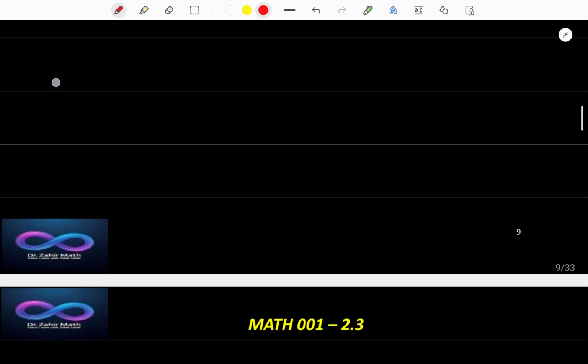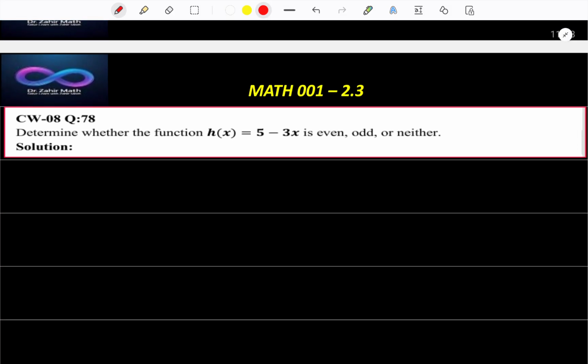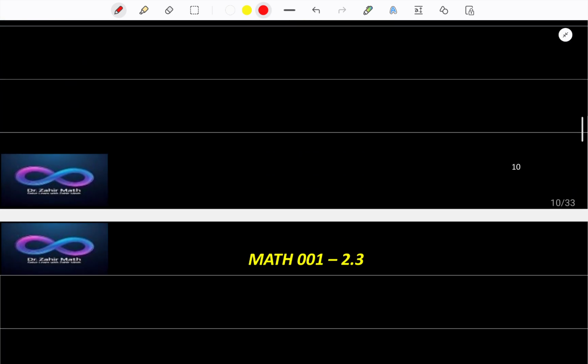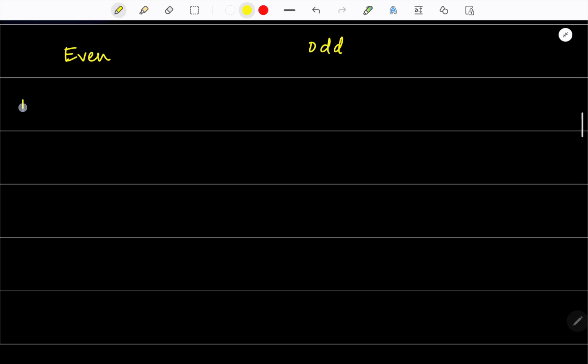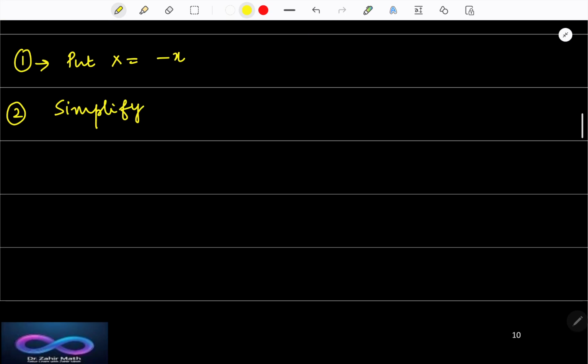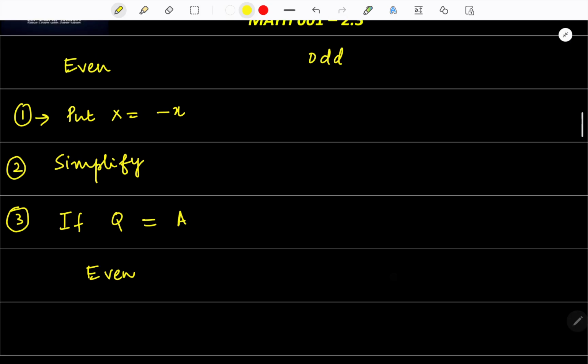Right, let's go to the next question, which is even, odd or neither. Before going to this one, I'm going to explain one step. What is even function? What is odd function? 3 steps I'm going to follow. Step number 1, put x is equal to -x. Step number 2, simplify. Step number 3, if the question is equal to answer, then it is an even function.